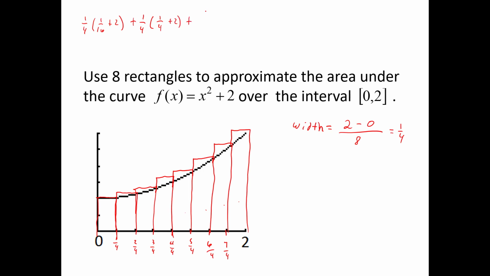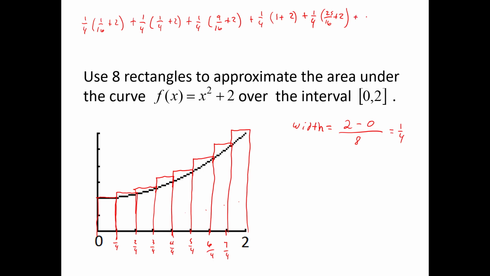For the next one, we're taking the right endpoint, which is 3/4. The width is a quarter, and then we have 3/4 squared is 9/16, plus 2. Plus the next one is 1, and so then you have a width of 1/4, and then you have 1 plus 2. And then you have the next one is at 5/4, the width is a quarter. You're going from 4/4 to 5/4. You're putting in the 5/4, which is 25 over 16 when you square it, and then you add 2.